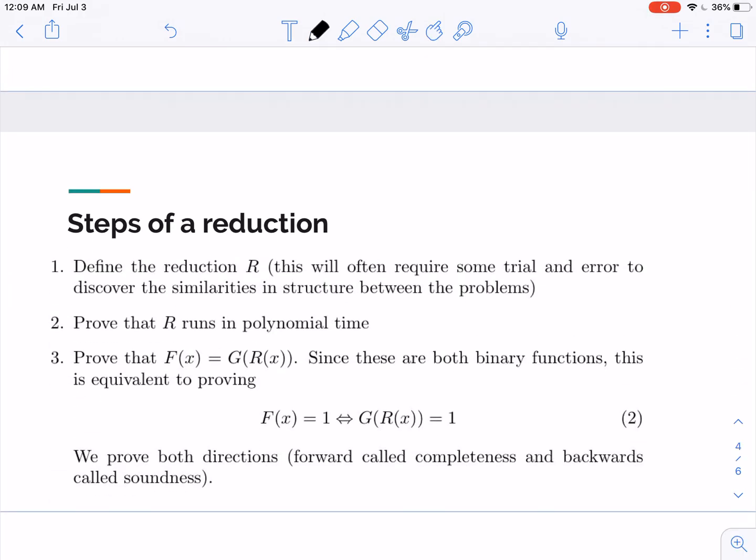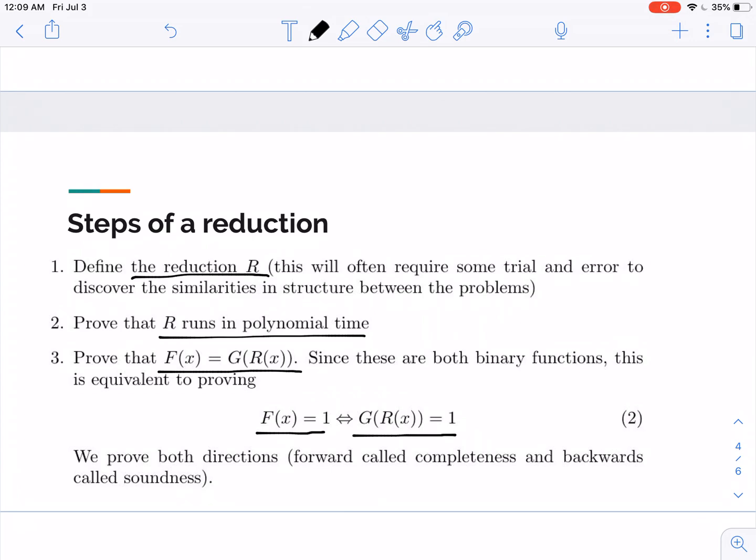And so the first step is to define the reduction R, to define this transformation. This often requires some trial and error to discover how the problems are similar, what sorts of structures we could convert back and forth. The second step is to prove that R runs in polynomial time, because that's part of the definition. The last step is to prove that f of x equals g of R of x for any x. Since both f and g are usually binary functions, this is usually equivalent to proving f of x equals 1 if and only if g of R of x equals 1.